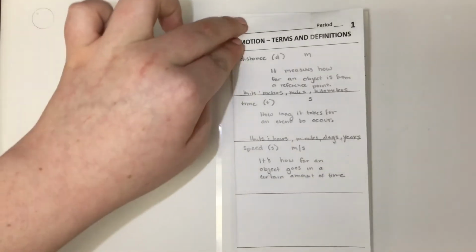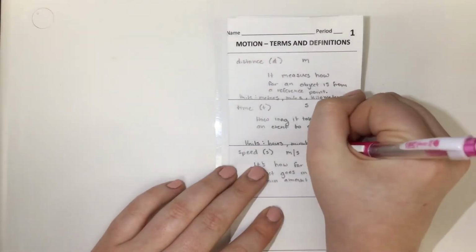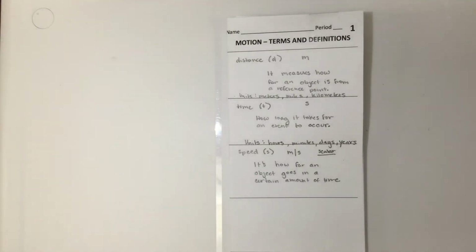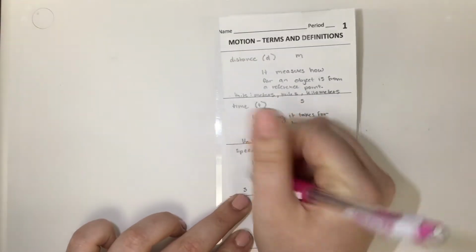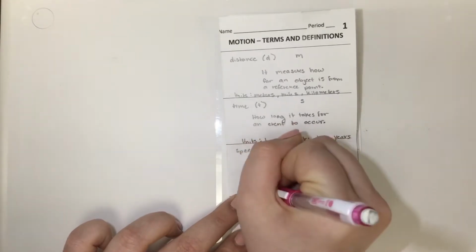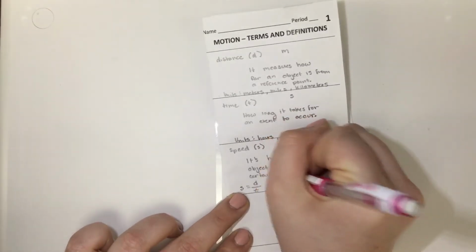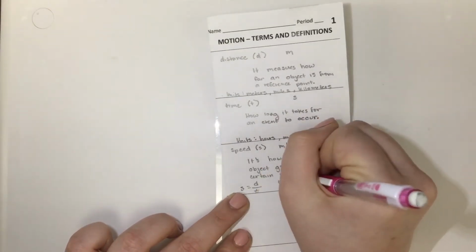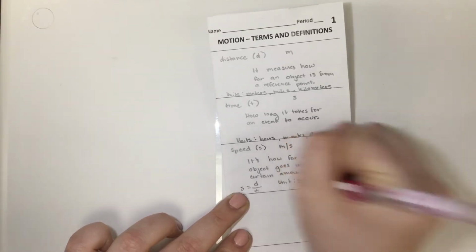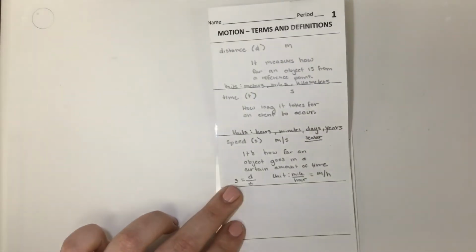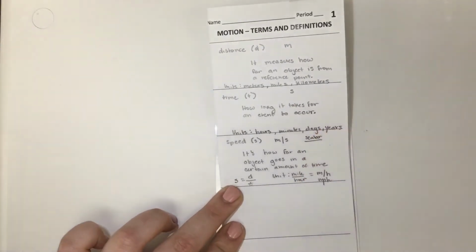Now, we could also describe speed as scalar, which essentially means it doesn't have a direction, but it has a time. So, a formula we could use to find speed: s, speed, equals distance over time. Or, if we want to look at the units, we have a mile over an hour equals m over h, or as it's more commonly known, miles per hour.